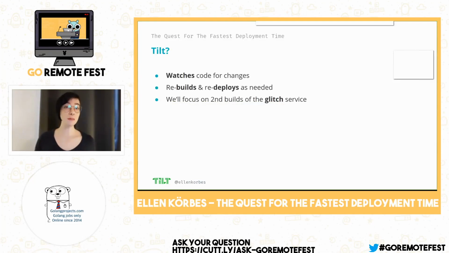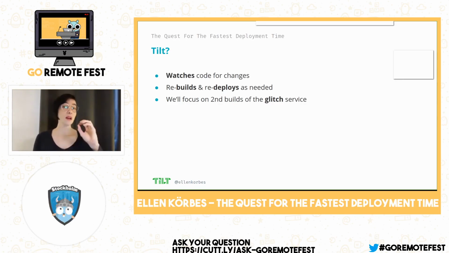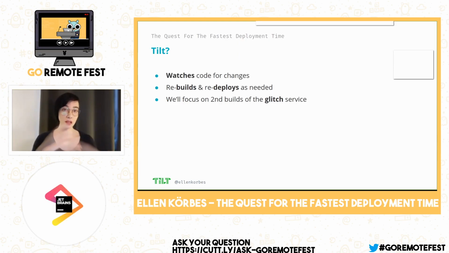We're going to simulate making changes to the code there, and we're going to see how long it takes between a change in the source code and the new code running. So that's what we're benchmarking. So Tilt's going to watch for code changes. Whenever a change happens, it's going to do the whole rebuild, redeploy, update thing.